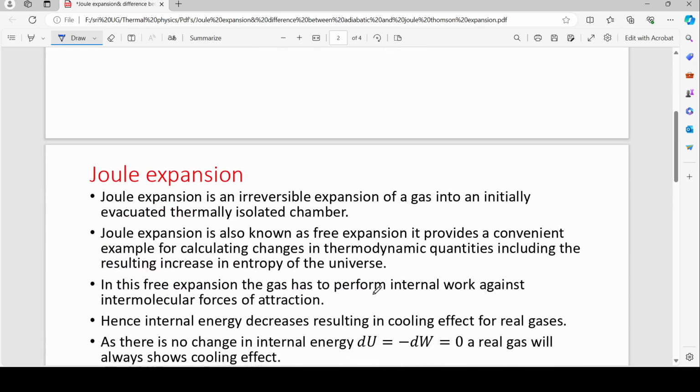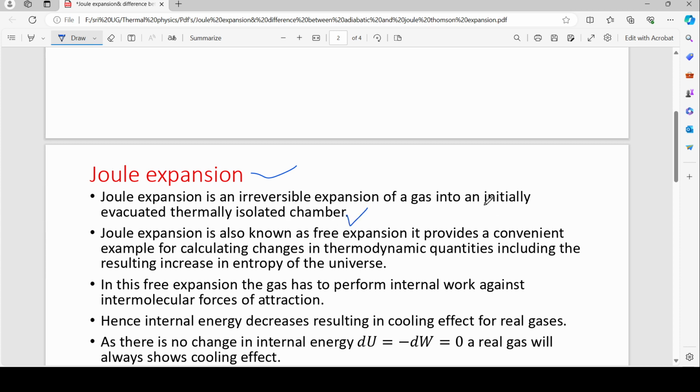So today's topic is Joule expansion. So what is Joule expansion? Joule expansion is an irreversible expansion of a gas into an initially evacuated thermally isolated chamber.